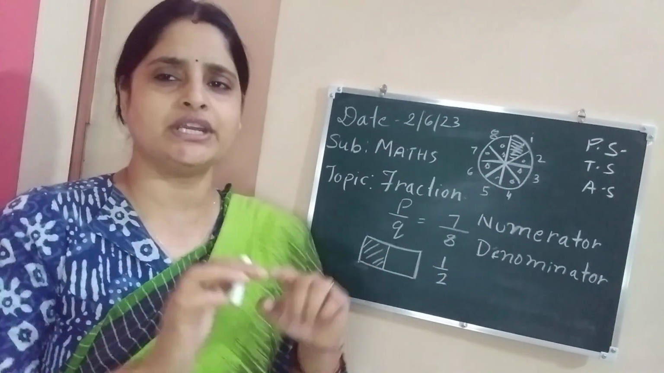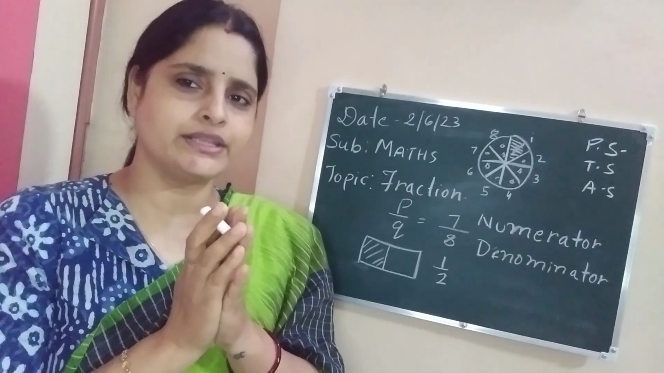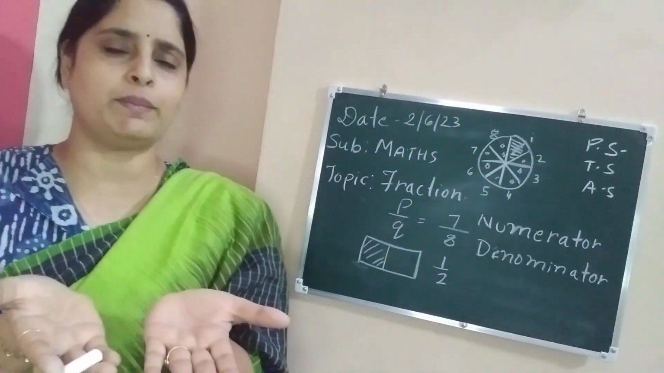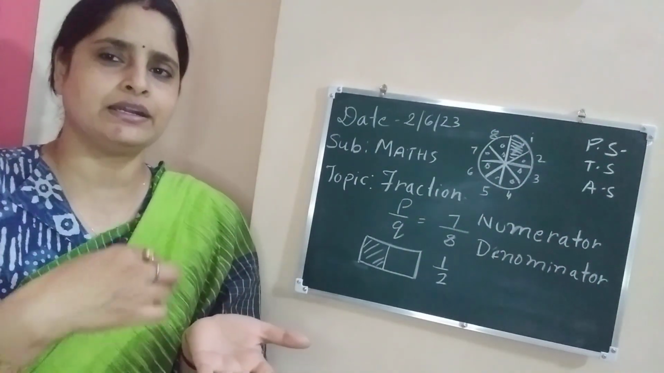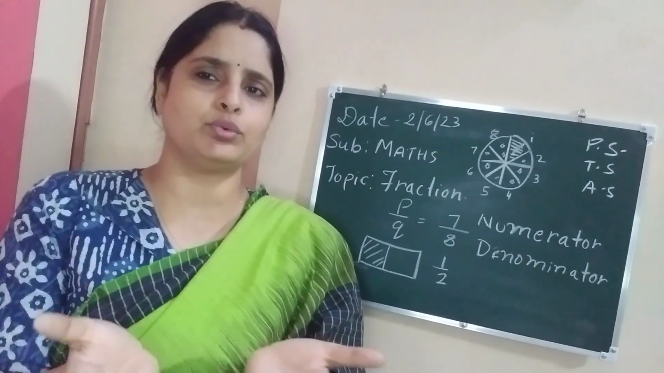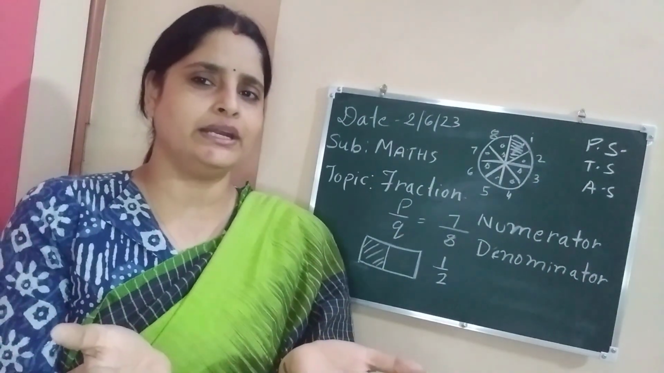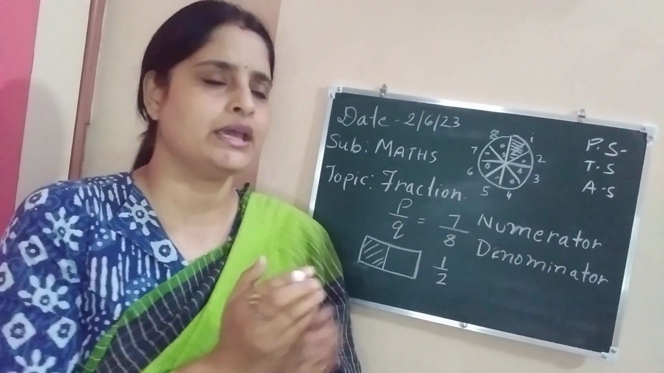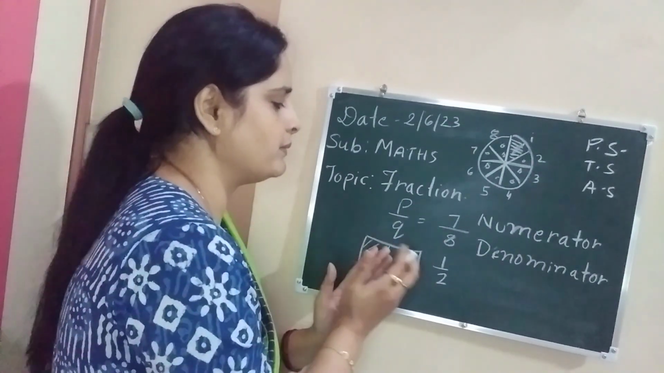Suppose this is the whole sheet, a paper, and you fold it, and then open that folded paper, and then it's a divided line, divided into 2 parts. So we will call it 1 by 2, right? Each part is called 1 by 2, 1 by 2.